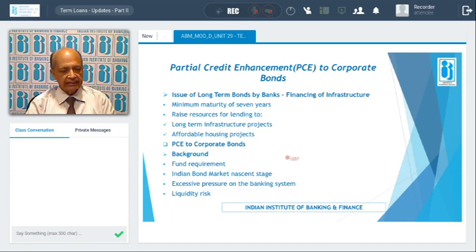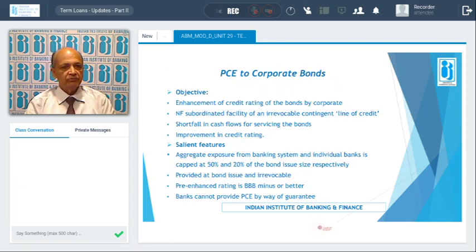See, the corporate bond market in India is still in the nascent stage. Naturally, there is excessive pressure on the banking sector for financing, else the project could not take off. But when bank financing comes, there is a liquidity risk because of the liquidity mismatch. So, how do we overcome this risk?